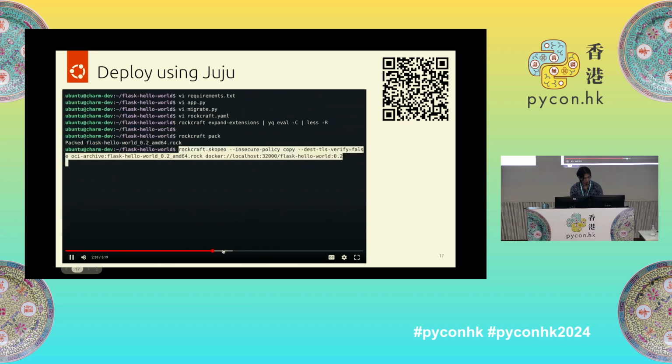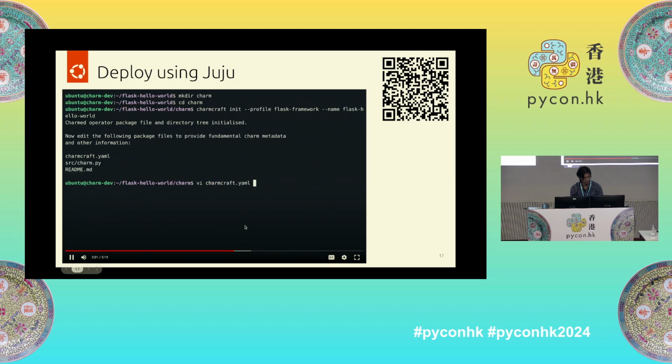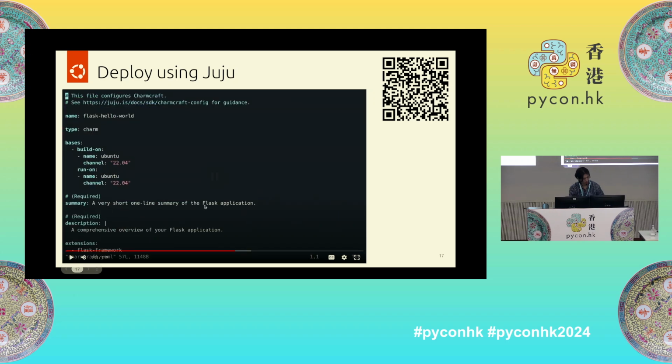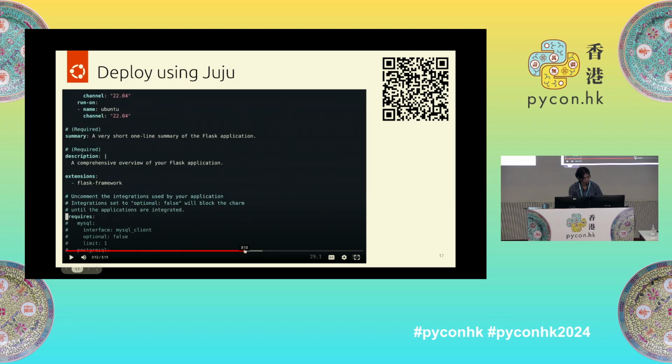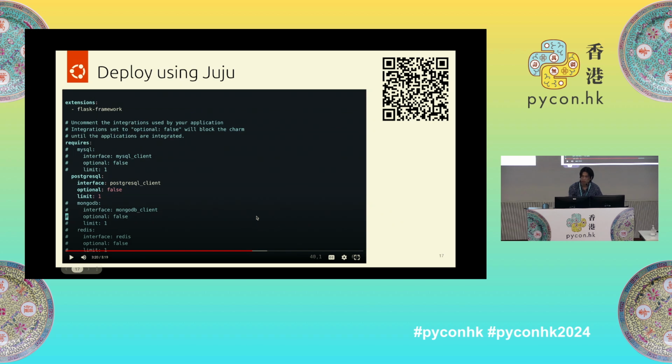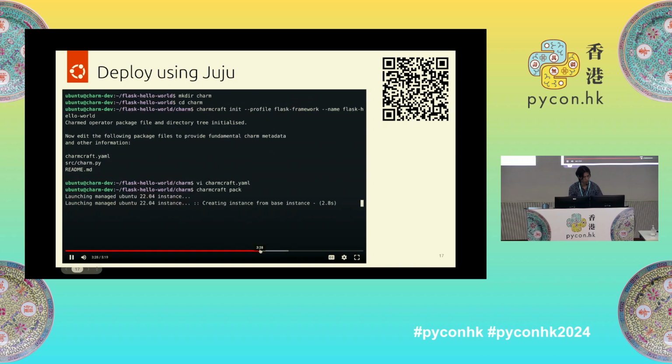We'll pack that, upload it, and this is the charm graph part. This is really cool. You have all these relations that you can just pick up and use. If you want to use PostgreSQL, MySQL, Mongo, Redis, and all of these, you just have it in the YAML. You just uncomment it, and then you can start using them by reading the environment variables that are provided.